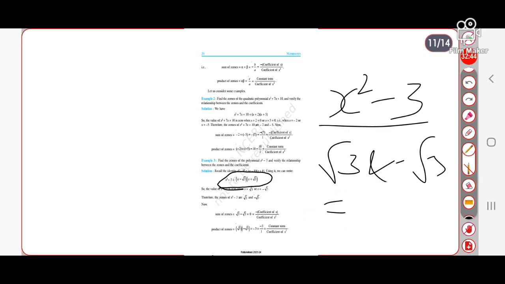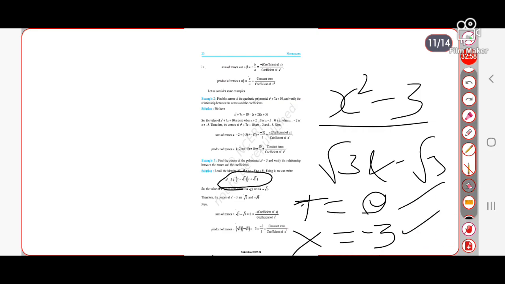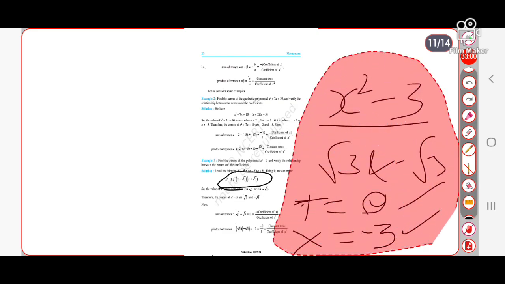Adding, we arrive at 0, and for multiplying we arrive at minus 3. These are the sum of zeros and product of zeros for this question asked. That's it.